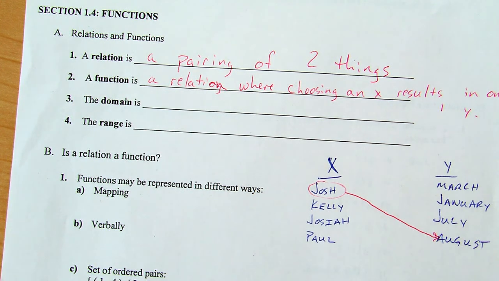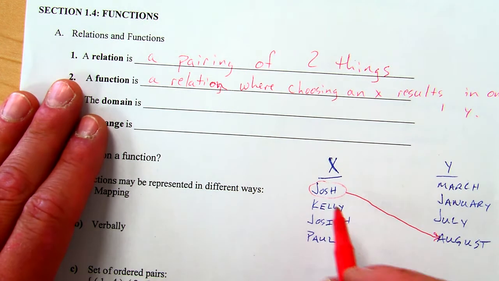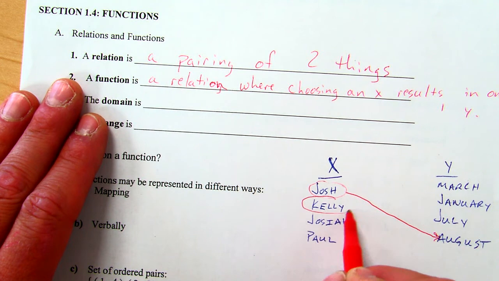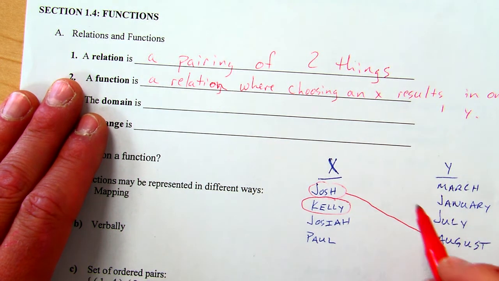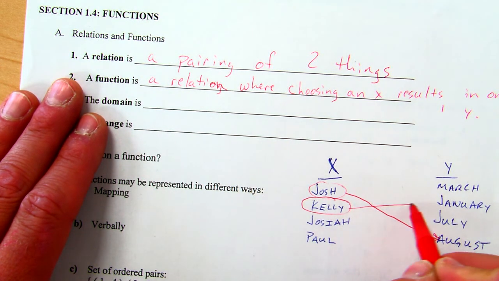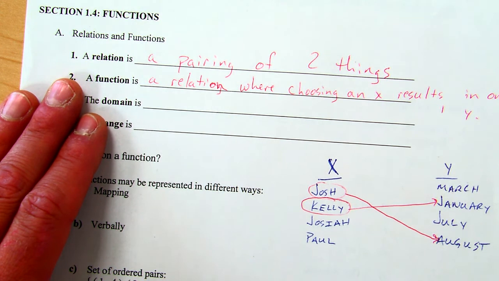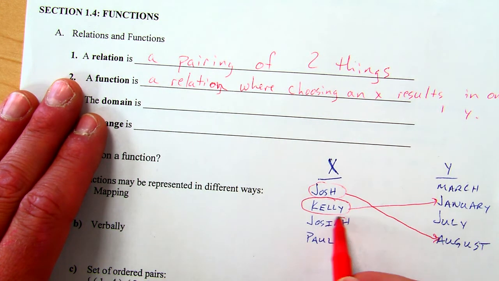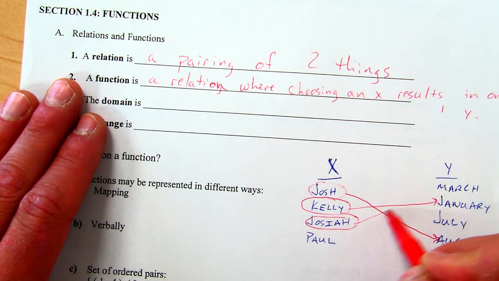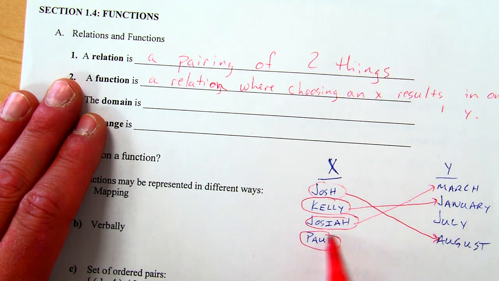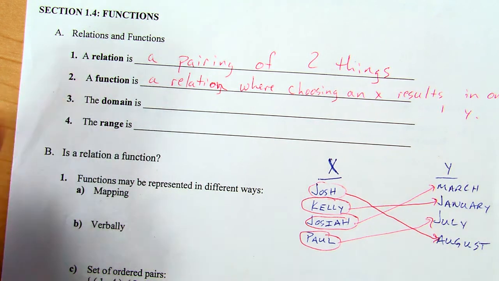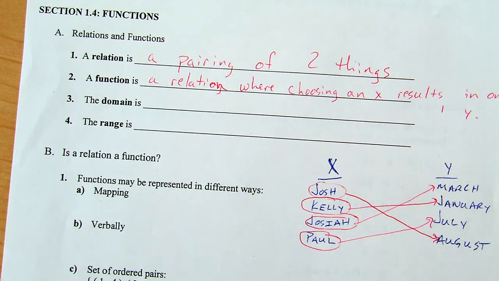Now let's go to Kelly, my wife. If I choose Kelly, that results in exactly one y, which is January. And as I go through, I'm going to choose Josiah, and that results in March, and I'm going to choose Paul, and that results in July. So no matter what happens, if I choose an x, it results in one y. So that is an example of a function.